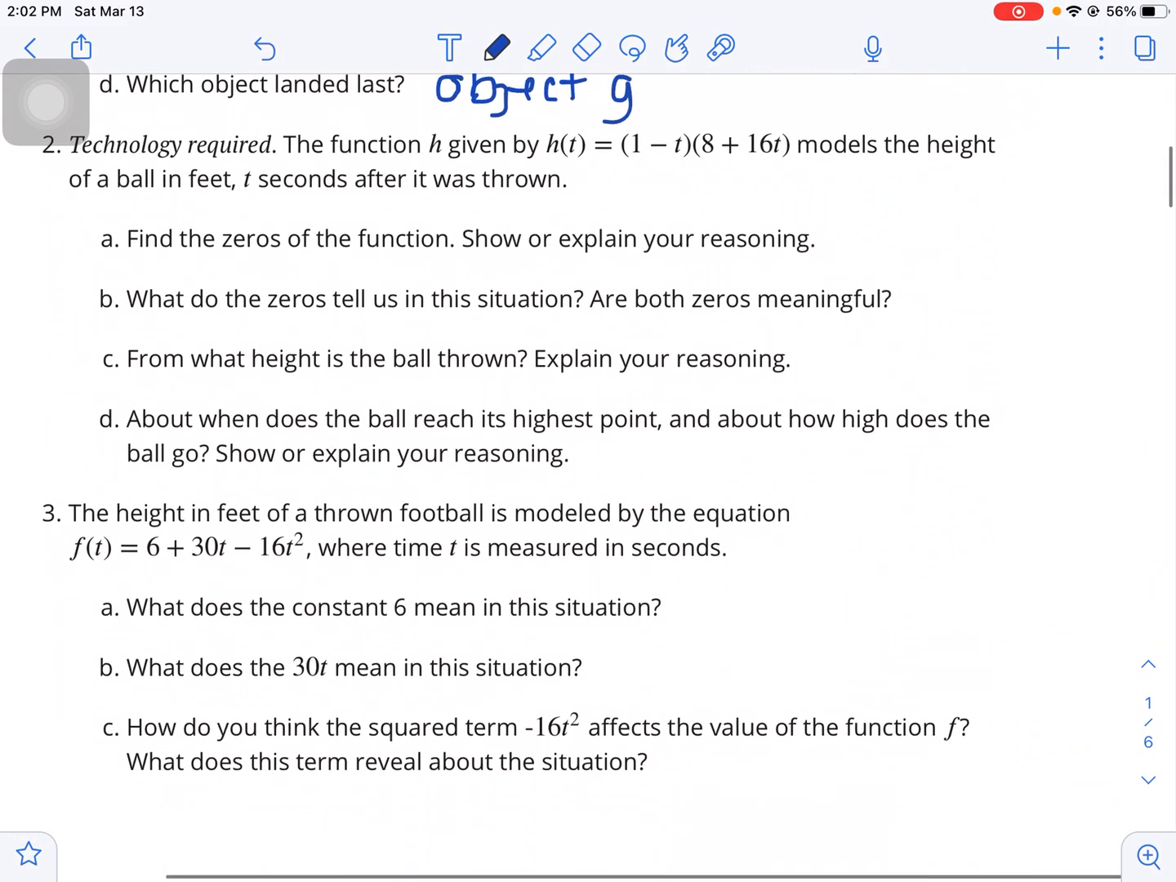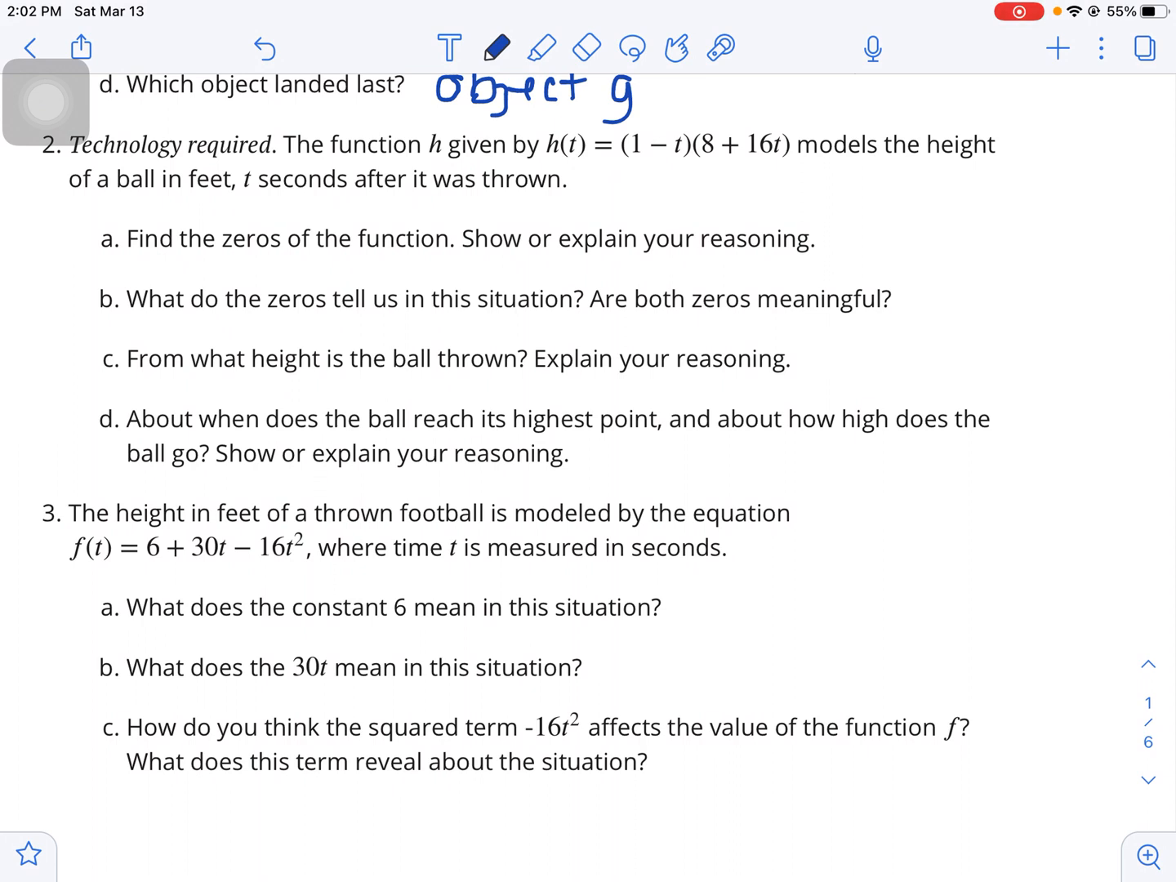Number 2, the function h, given by this function of h of t, models the height of a ball in feet t seconds after it was thrown. So we have a function in factored form, and we want to find the zeros of the function and what they represent. What do they tell us? Are they both meaningful? From what height is the ball thrown? We want to explain our reasoning there. And about when does the ball reach its highest point, and about how high does that ball go?